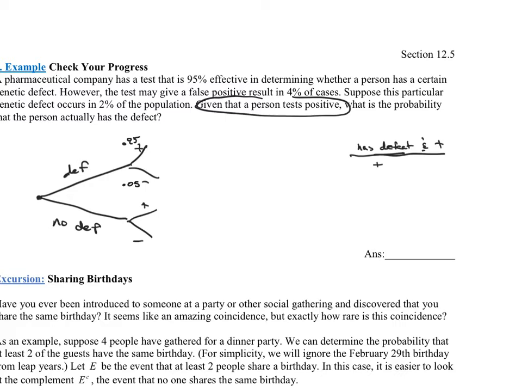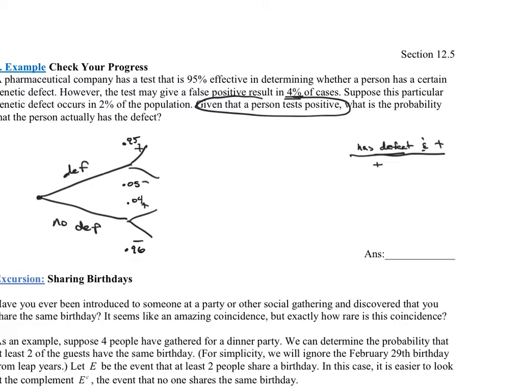It says the false positive might be 4% of the cases. False positive is 4% of the cases. So again, false positive would be no defect positive. So that's 4%, so that's 0.04. Well, if 4% are false positives, that means that 96% then have to be accurate negatives.